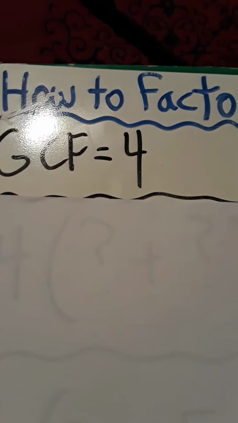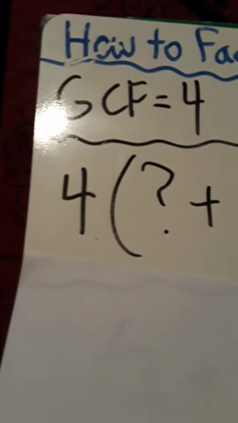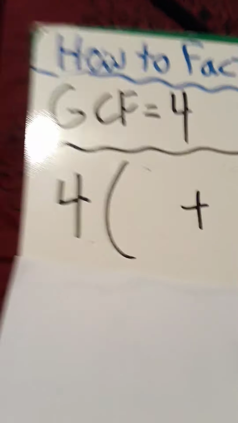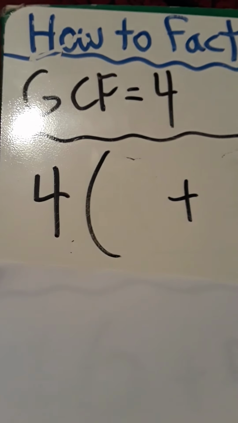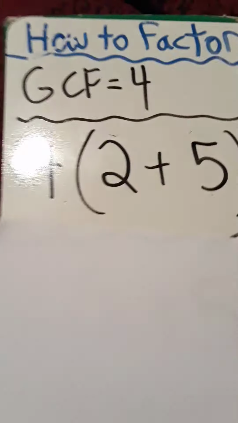Now, let's cover some of this up. So, like we said, the GCF was 4, right? Okay, boom. Look what we got to do. We got to bring that 4 outside of the parentheses. And now we got to use some division. What's 8 divided by 4? It's 2. I hope that's what you said. What's 20 divided by 4? It's 5. I hope that's what you said.